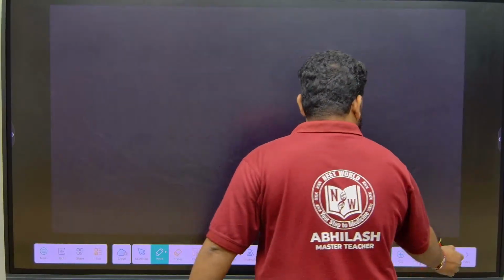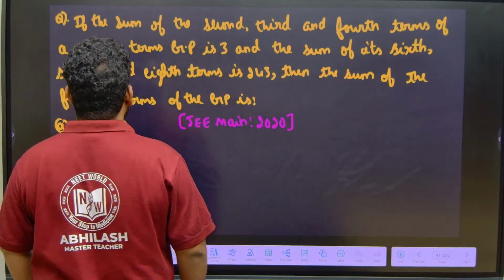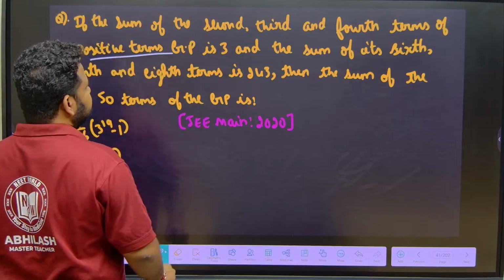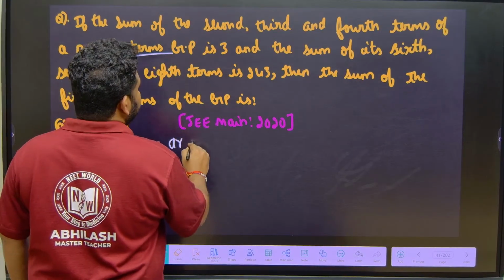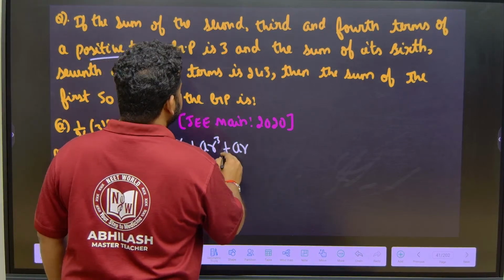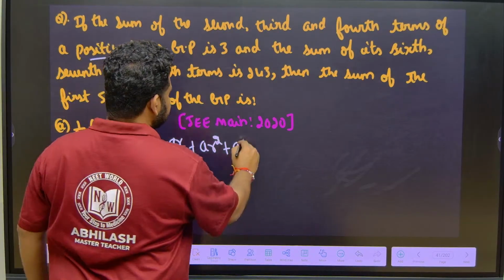Now let us have a look at this question. They are telling the sum of second, third and fourth terms of a positive terms GP is 3. Positive terms, again they are telling positive terms, very important. So the second means it is nothing but AR plus third is AR square, sorry, and fourth is AR cube.